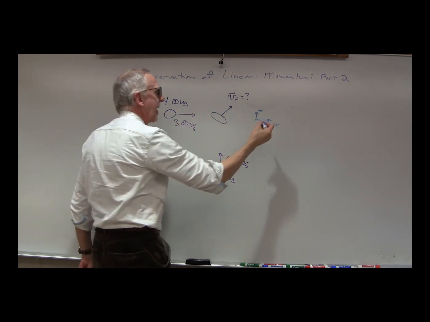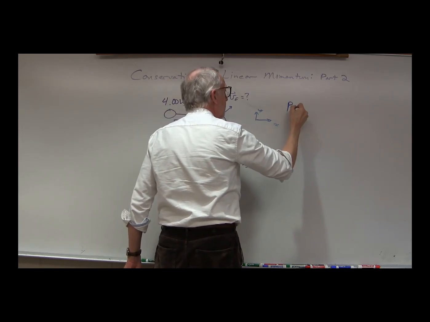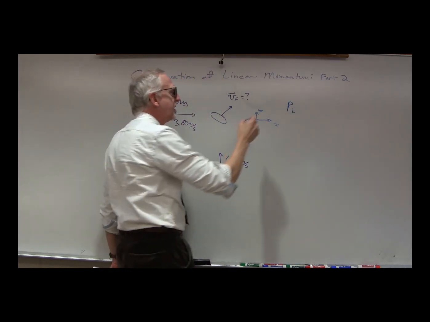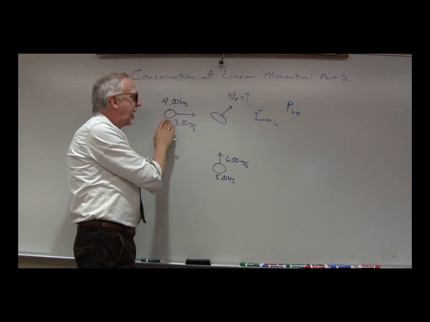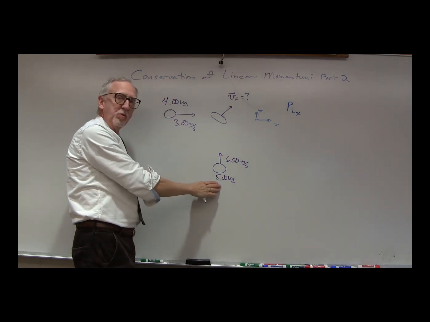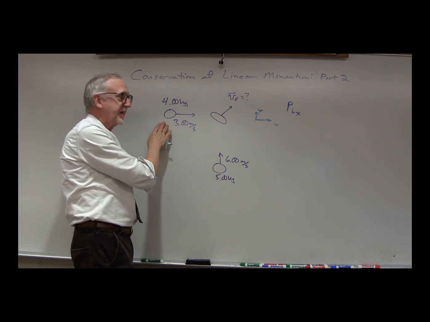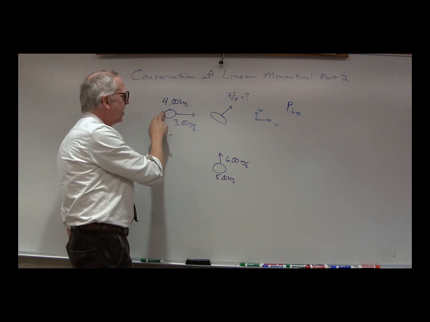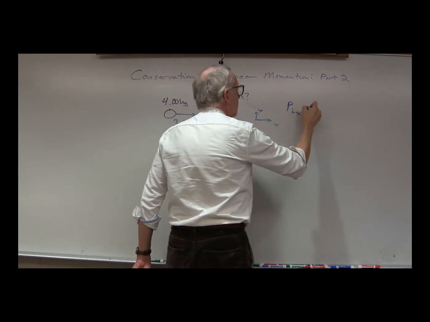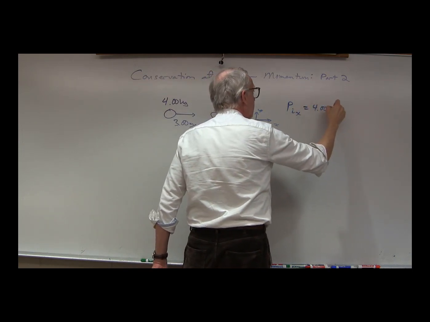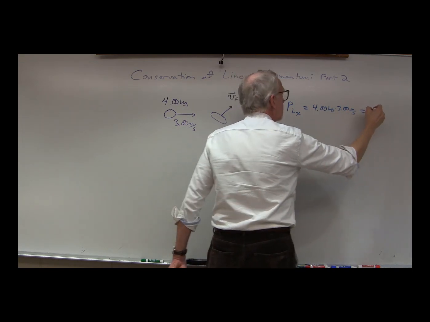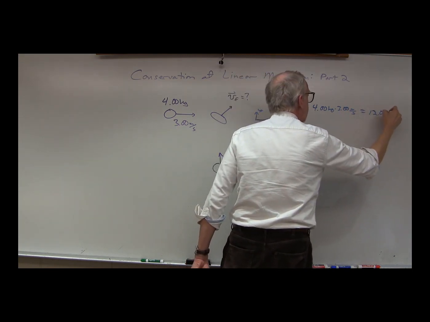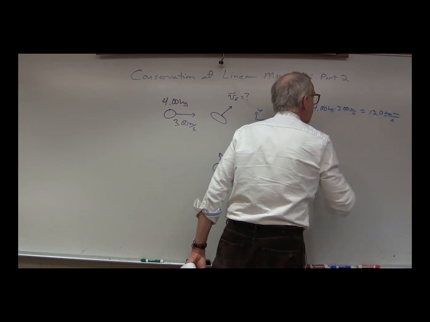Well, we know that the initial momentum component in the x direction is only going to be contributed by this mass. This mass only has a y component. This has only an x component. So this is going to be 4 times 3. This is 4 kilograms times 3 meters per second. In other words, 12 kilogram meters per second.